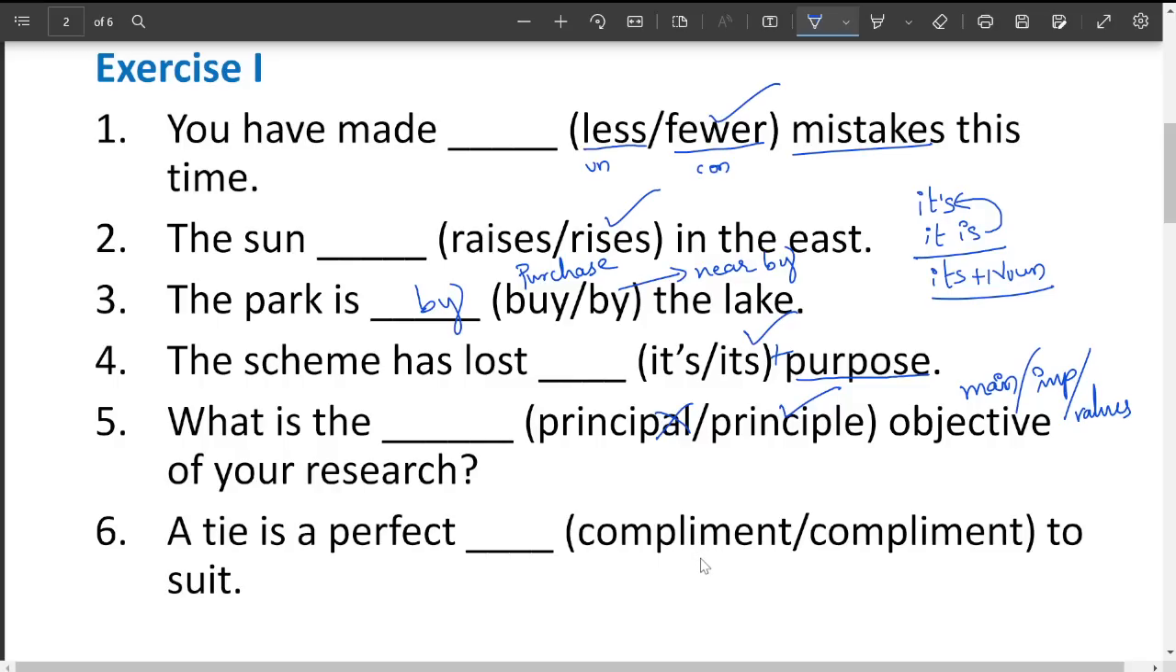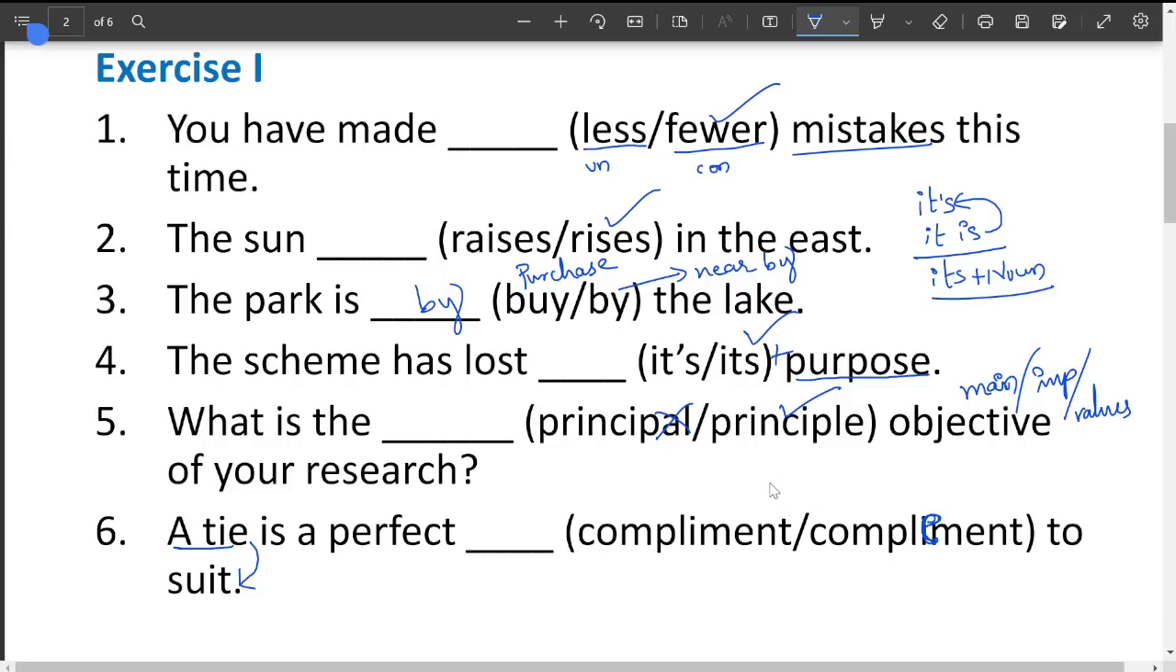COMPLIMENT. Okay, next one, COMPLEMENT, this must be LE, not LI. There is a typing error. Okay, so COMPLEMENT. Now out of these two, which one is correct? Here we are speaking about a tie, which is very perfect to the suit.